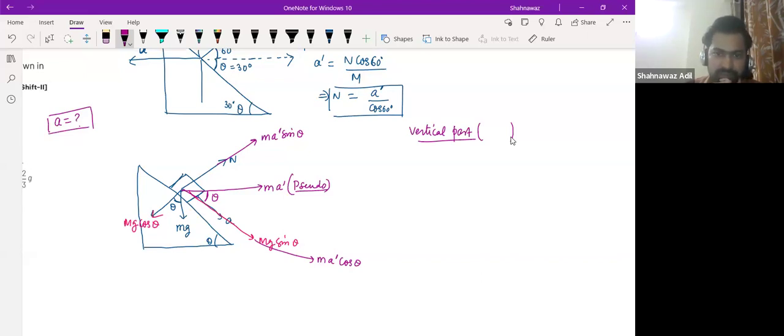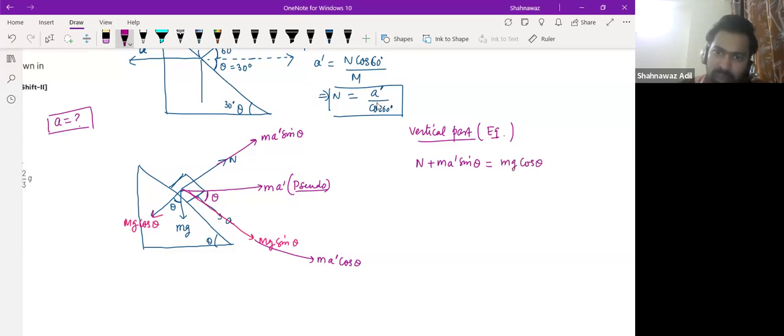Yes. Vertical part. So this is not moving in here, right? This is not going upwards or downward. This is sliding in this direction. So the vertical motion is fixed. So we will apply equilibrium, which means that the upward force is equal to the downward force. So N plus M A prime sine theta is equal to mg cos theta, right?